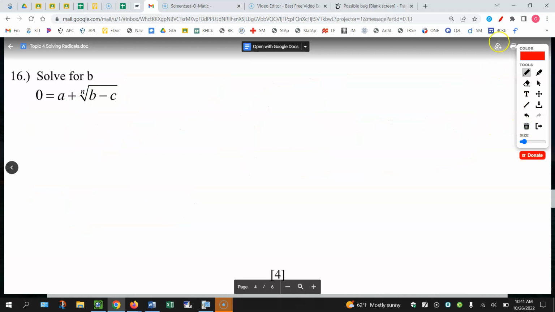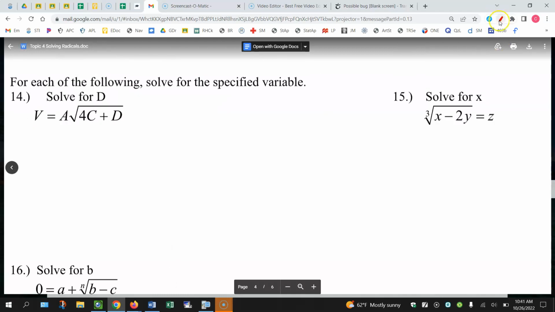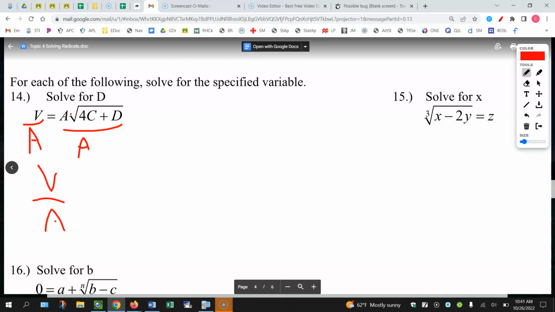All right, so let's take a look at 14 and 15. For 14, very common mistake. There's no symbol here. Only multiplication can be done without a symbol. So this is a times that square root. So to undo multiplication, we're going to use division. If you did subtraction, that's a very common mistake. So you're going to have v divided by a equals the square root of 4 times c plus d.